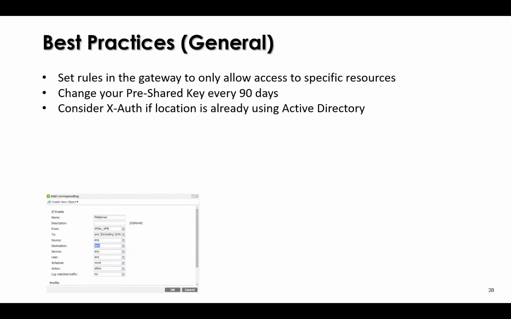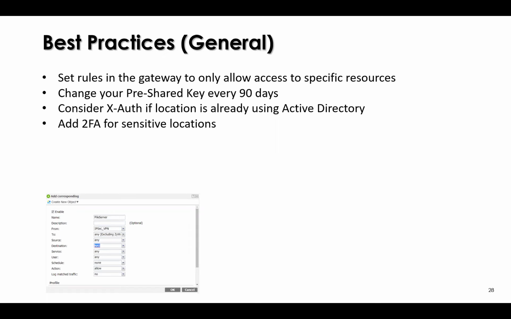And then also consider extended authentication if the location is using Active Directory. We have a couple guides that can help walk you through this. If the location is already using an AD server, you can incorporate that into the VPN so that in addition to using the built-in encryption algorithms, you can use extended authentication where they have to authenticate using Active Directory. And then that opens up more options for rules for ACLs because you can do it based on the user. So that makes it a little bit easier to configure rules as well.